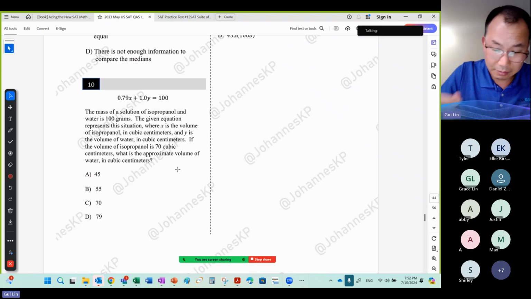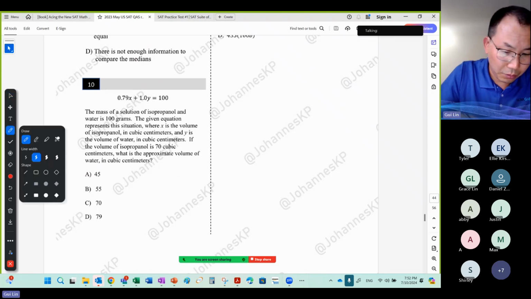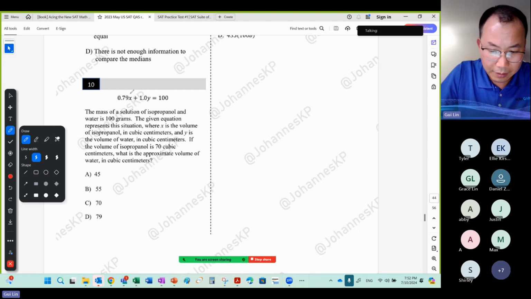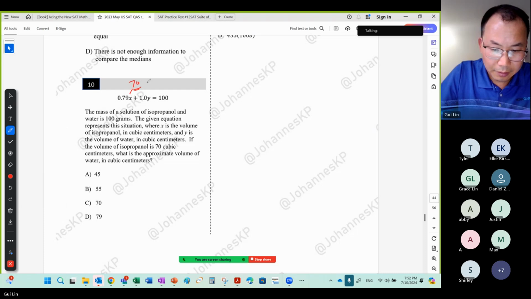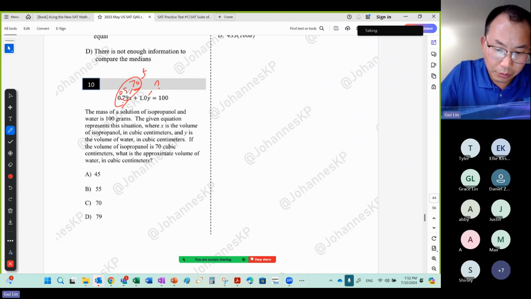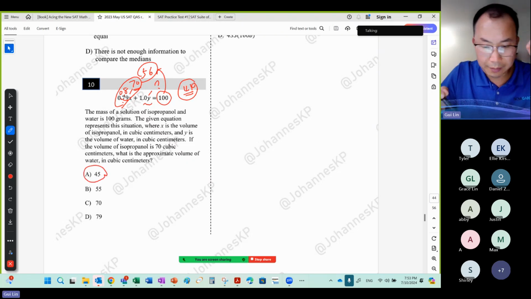So it's just like answering an ordinary question. Here X is 70. So what's the Y? You just replace X with 70. So here it's about 50, with 0.8, so about 56 here, close to 50.56. So here it is 100 minus 56, 44. Y is around 44, 45, near here. So the answer would be 45.